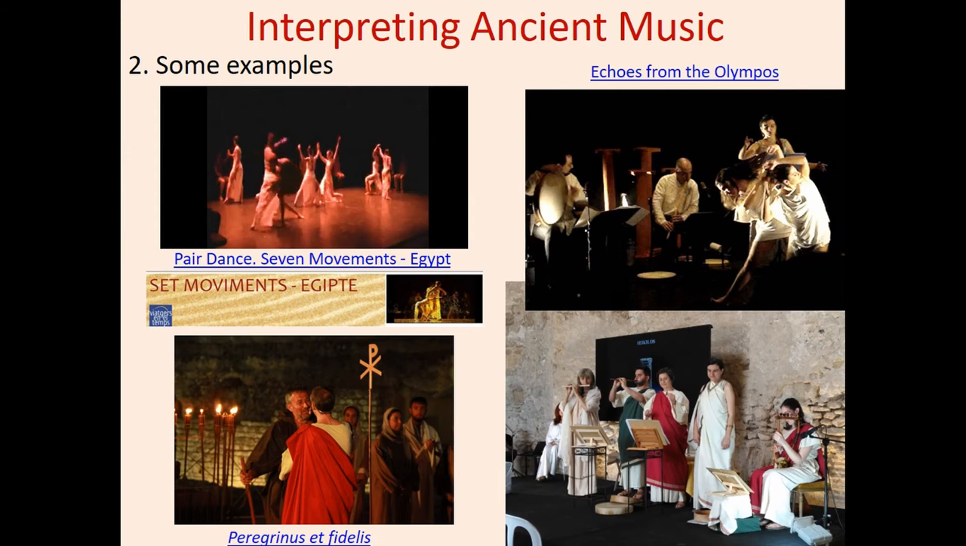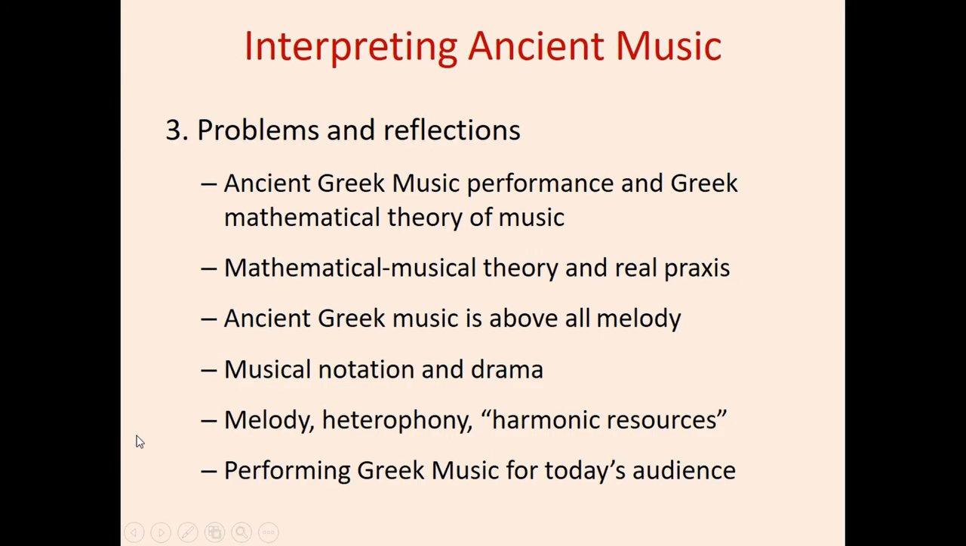Here, just to show some examples about projects, in this case, about Egyptian dance, 7 movements Egypt. You can watch on the internet a video clip about pair dance, or ancient Greek music and dance Ihos from the Olympus. A third one is a performance about the 4th century AD, about the first Christians, and it includes 3 Christian hymns in a liturgical ceremony, and the play with characters documented in epigraphic sources. So, we have no time to visualize this.